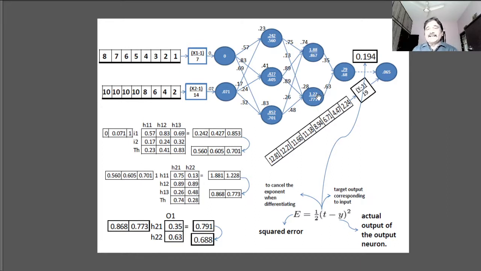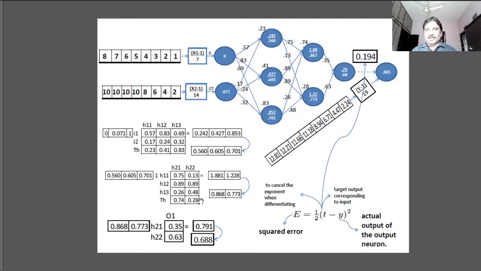The latter layer will be giving you the number of columns. Like in the latter layer you have two neurons, so there will be two columns, and in the preceding layer there are three neurons, so there will be three rows plus one row for the threshold. And here the weights 0.75, 0.89 and 0.26 are written, and 0.74 is the threshold of that neuron.